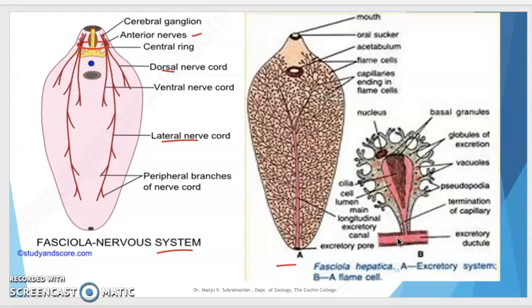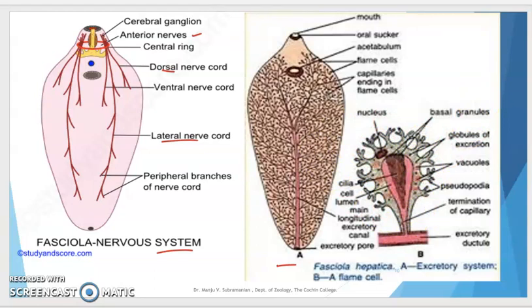And then they in turn join with the transverse canal, and all the transverse canals join to the central longitudinal excretory canal, and all the waste materials get collected in this longitudinal excretory canal and are eliminated out through the excretory pore. So that's all about the excretory system. You just study about the flame cell. You need not study the excretory system in very much detail. You just make note of what a flame cell is.